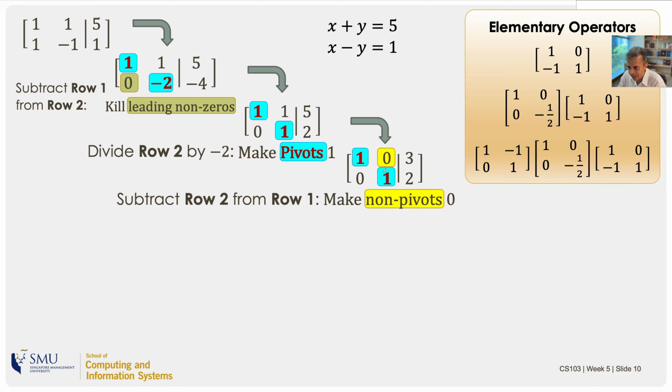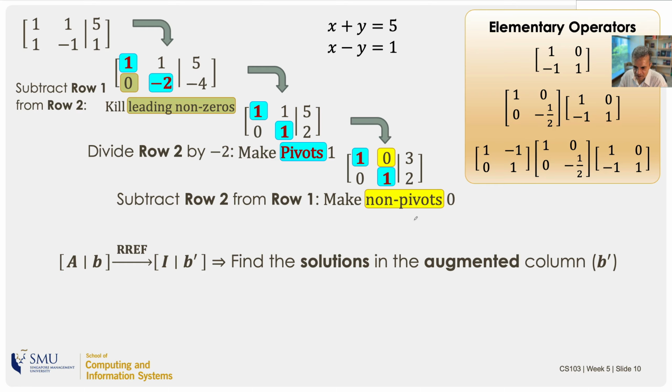Now, what do we have here? Look carefully in the coefficient part now. That reads like an identity matrix. It is an identity matrix. So we performed a series of elementary row operations on A augmented by B, and we ended up with I augmented by some vector there, and that vector is actually the solution. You will find the solutions right away in the augmented part, and that is Gauss-Jordan elimination.